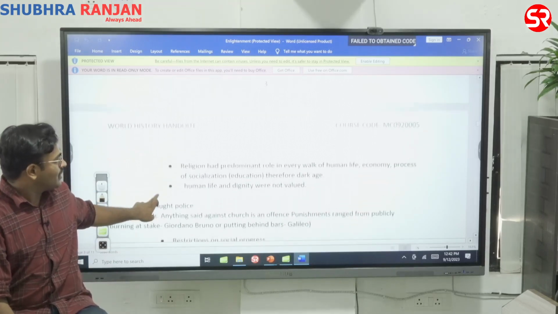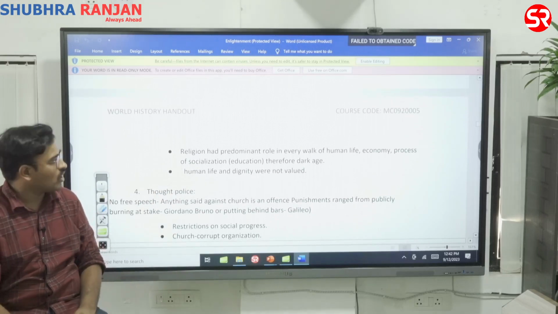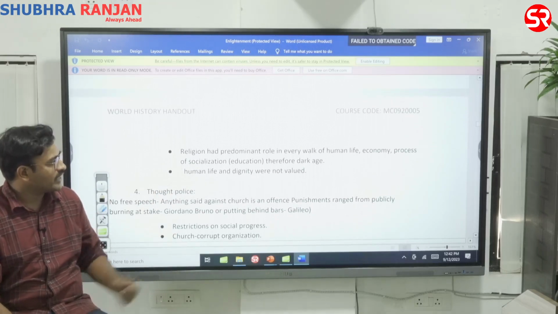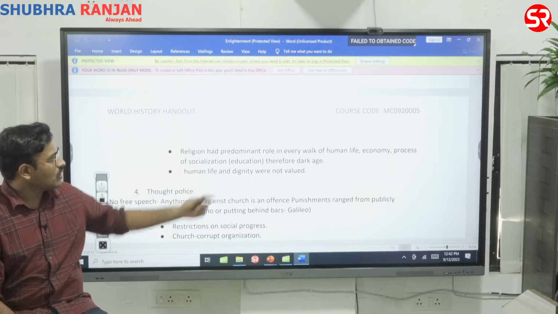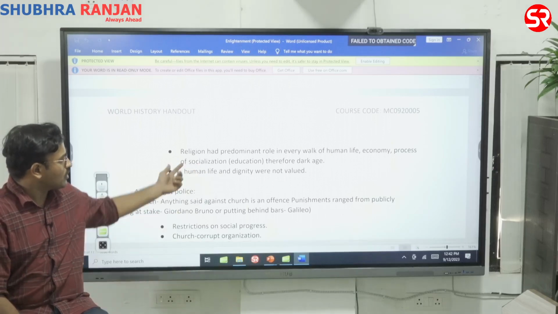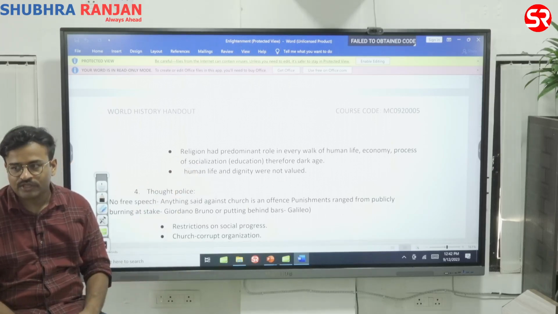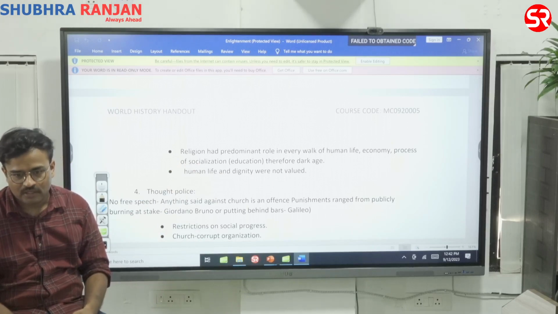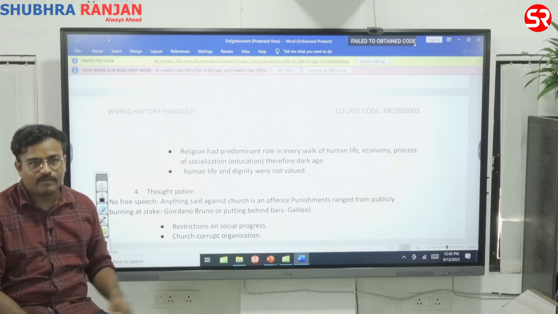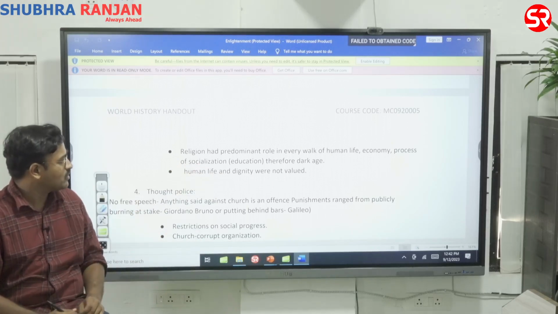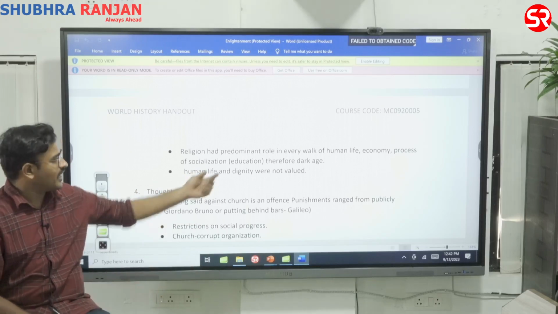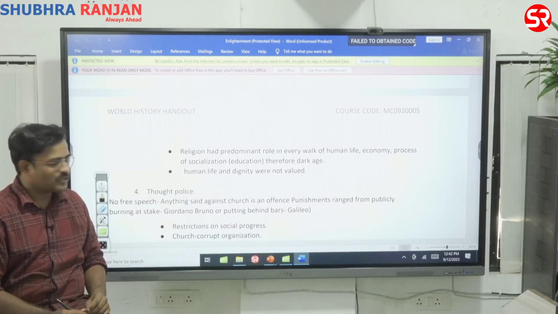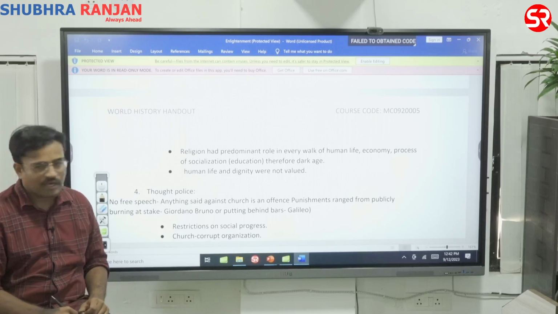Along with that, religion had a predominant role in every walk of life. They used to dictate the economy, and also the process of socialization, because education was also under the control of the clergy. So apart from the judiciary, one more important department under their control was education. Because of this, this age is called a dark age. Human life and dignity were not valued.